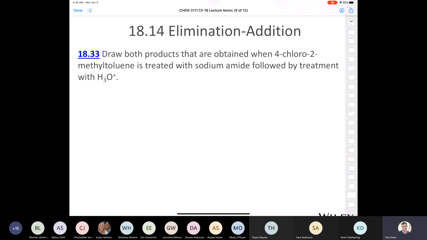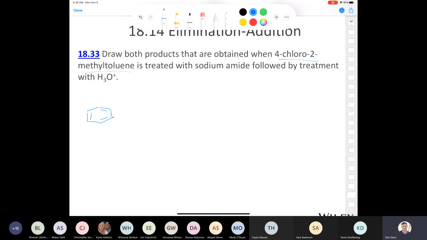Okay, let's take a look at a question that involves elimination addition. It says, draw both products that are obtained when 4-chloro-2-methyltoluene is treated with sodium amide followed by treatment with acid. So first, let's start by drawing this molecule. If I draw toluene, methylbenzene, like that, the carbon that has that methyl group on it is carbon number 1. So I'll label that as carbon number 1.